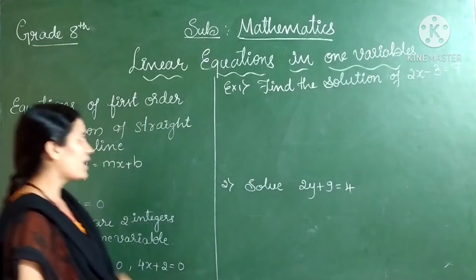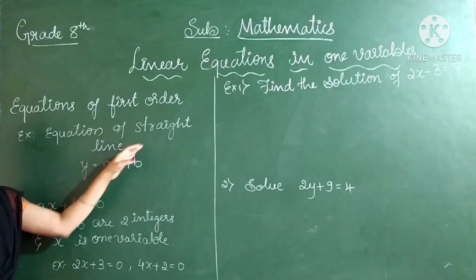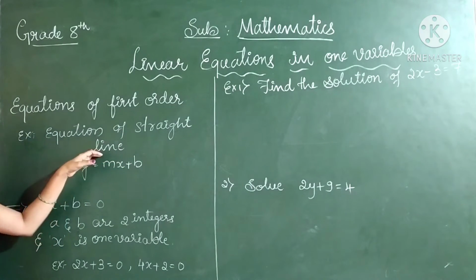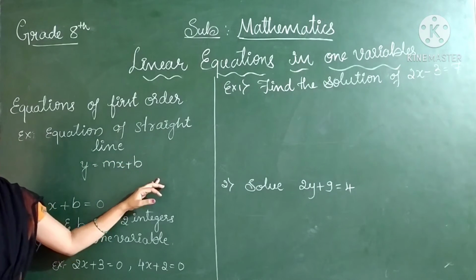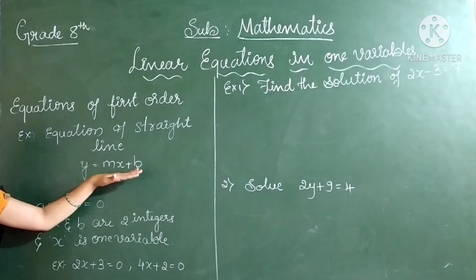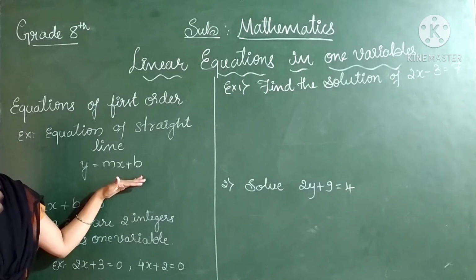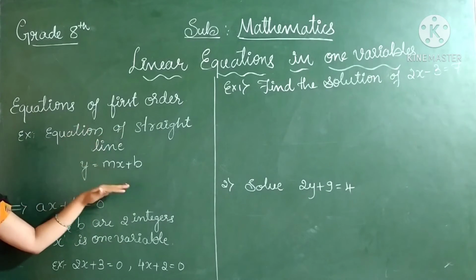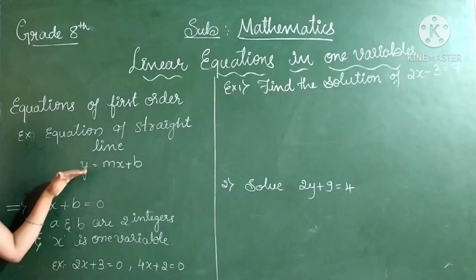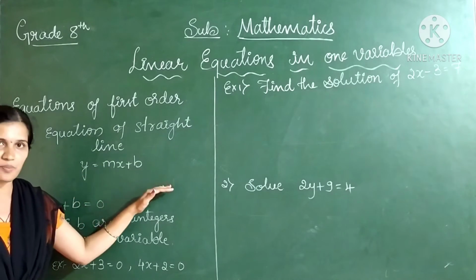For example, I have written here the equation of a straight line. The equation of a straight line is y is equal to mx plus b. Yes, my dears, you will learn about this equation in your 10th standard. This is the equation of a straight line. This is for your extra knowledge. y is equal to mx plus b.